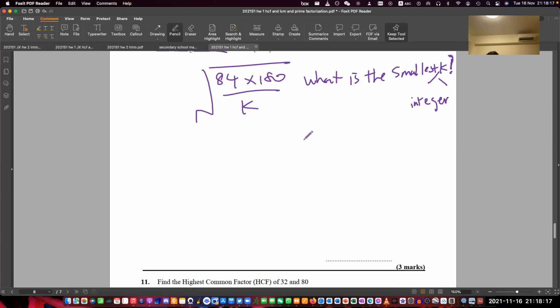3, 2, 4, 0, 0. No, the K. What's the smallest K such that it can be square rooted?